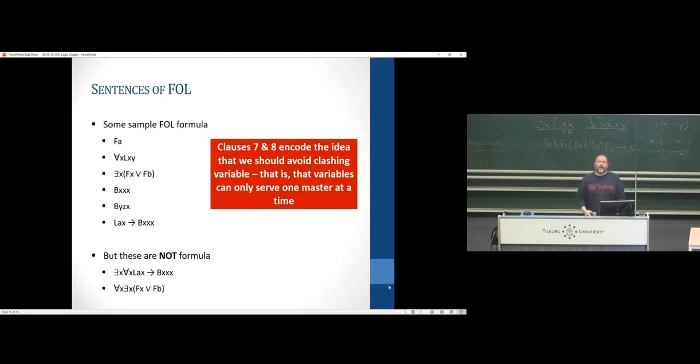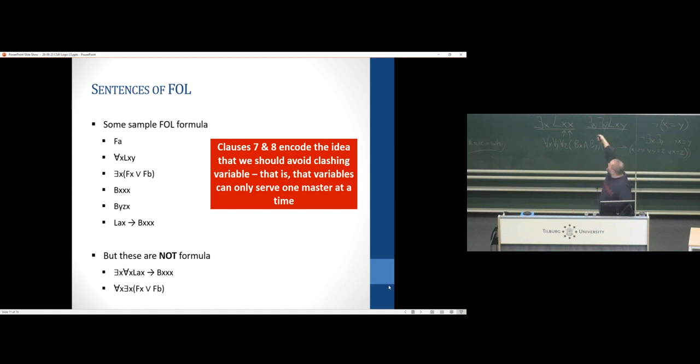So clauses 7 and 8 encode the idea that if you've got a variable that isn't attached to a quantifier yet, you can still maintain a good formula if you slap a quantifier in front of it associated with that variable. So we could take this one, for example, Bxx, and stick an existential in front of it, according to clause 8. Or we could stick a universal in front of it and still get a formula, according to clause 7. The important grammatical rule is that the variable needs to not be associated with a quantifier yet.